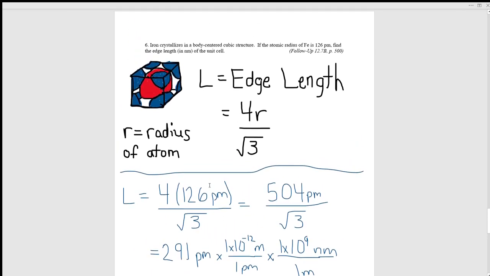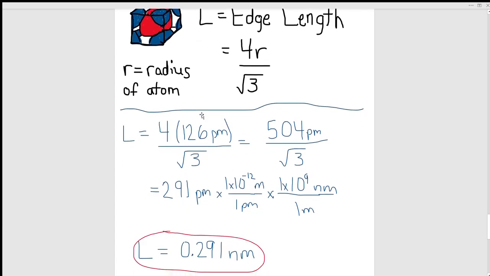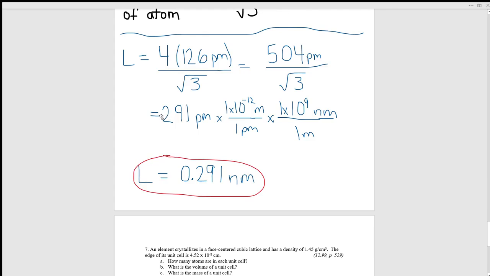So we are told that the radius of our iron atom is 126 picometers. So when we plug that into our formula and multiply things out, I get a value of 504 picometers divided by the square root of 3. And then when you divide that by the square root of 3, you get a value of the edge length equaling 291 picometers. However, we're not finished just yet because, as the problem mentioned, we need to convert that into nanometers. So we need to find the edge length in nanometers for this unit cell.